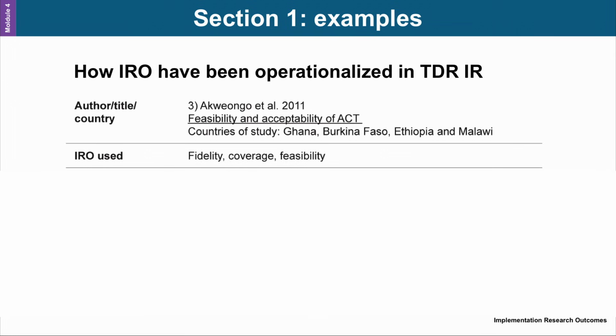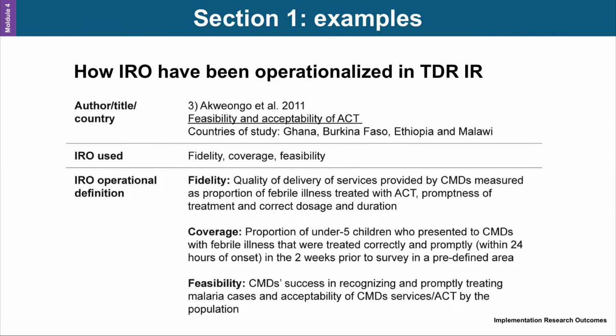In the study conducted by Akuwango, artemisinin-based combination therapy distributed through a community-based distributor in rural areas in Ghana, Burkina Faso, Ethiopia, and Malawi was evaluated. Specifically, community medicine distributors were trained to educate caregivers, diagnose and treat malaria cases in under 5-year-old children. The implementation outcomes of the study were fidelity, coverage, and feasibility.